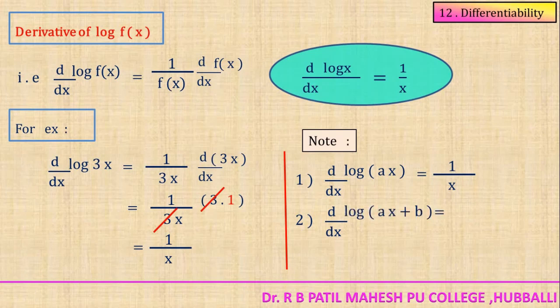Suppose it is ax plus b form, then it is 1 divided by ax plus b into a, that is 1 upon this variable into the x coefficient, that is a. Like this you have to follow for the addition if you have ax plus b.